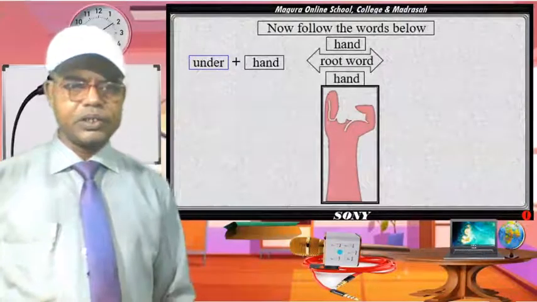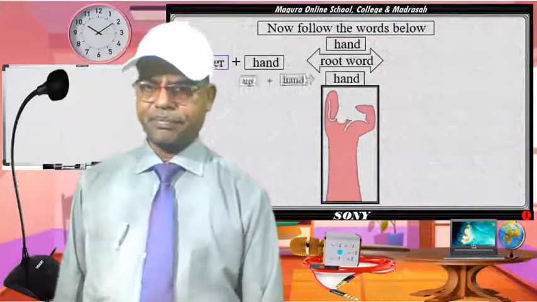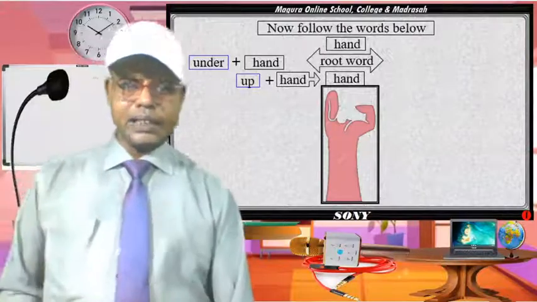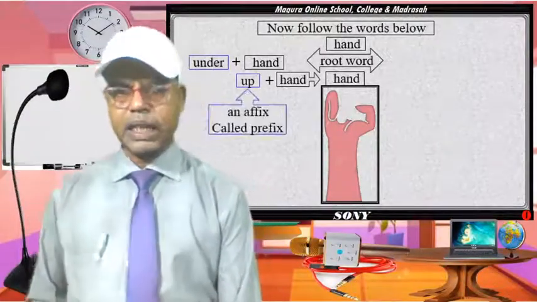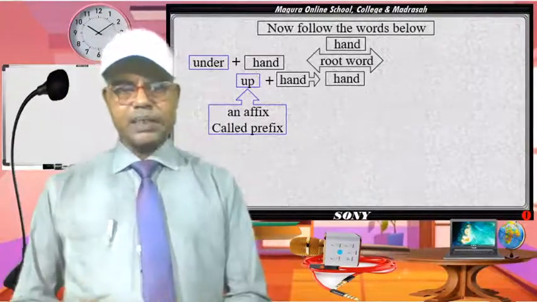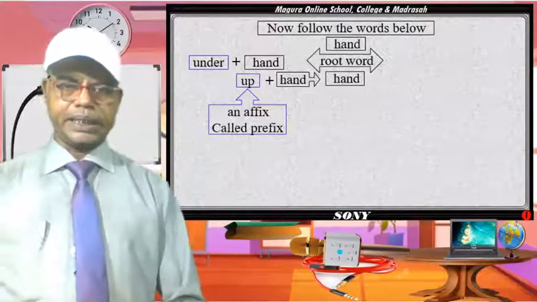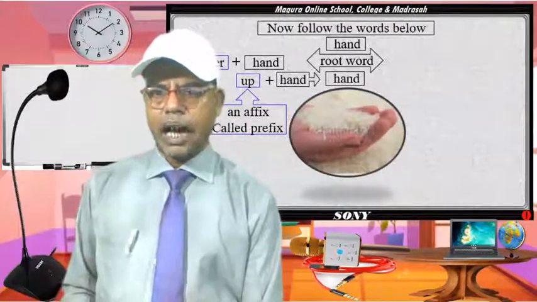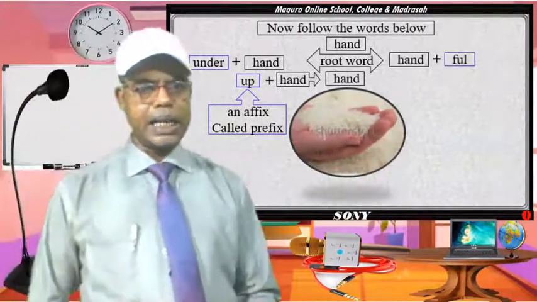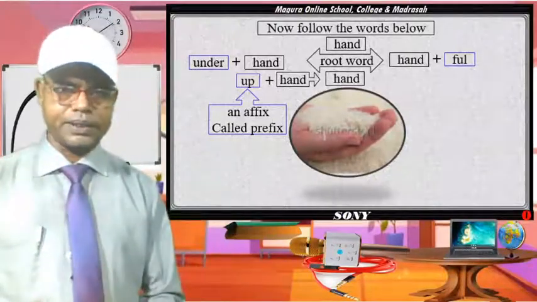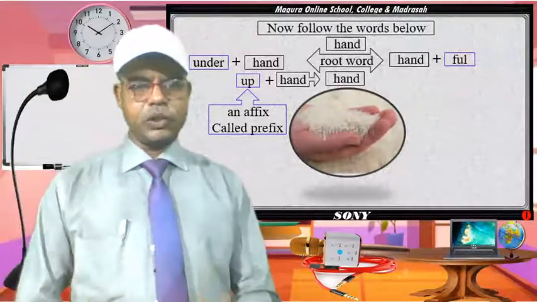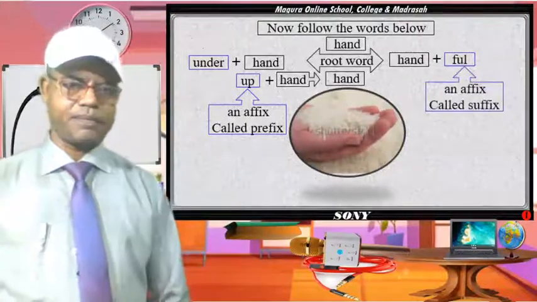Next picture, you see uphand. So with the root word hand, up is added. This is also an affix. Up is also an affix, and this is called prefix because up is added at the beginning. Now you see a picture handful. So with the root word hand, full is added, a group of letters. This is called affix. As it is added at the end, so this is called suffix.